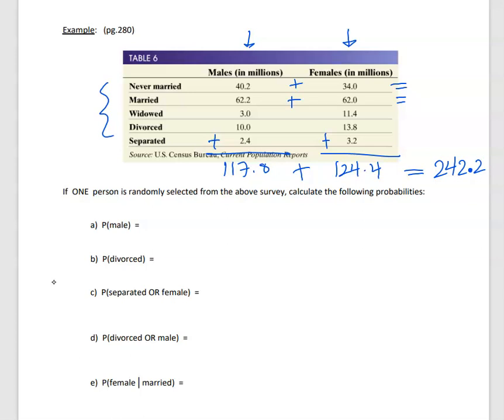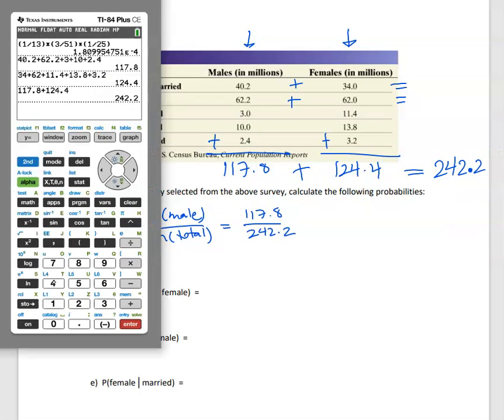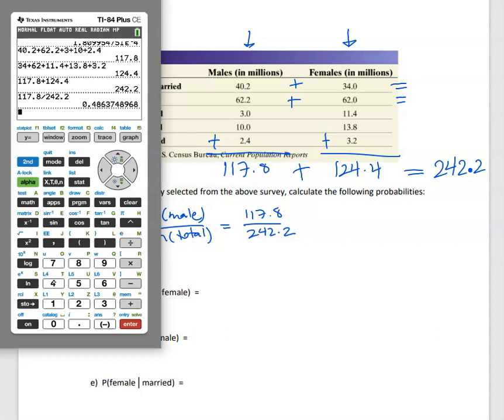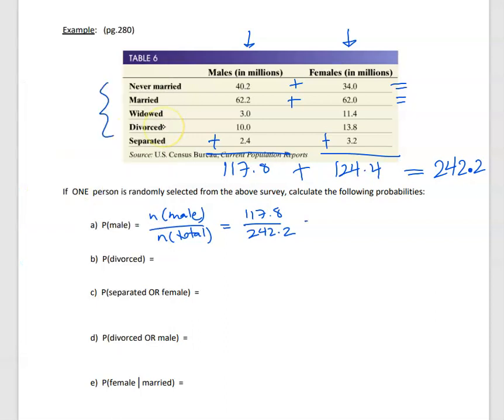So the probability to randomly select a male should be the number of males divided by the total number of people. And so we already need that. These numbers that we came up with, there's 117.8 males out of the 242.2. And if we get that probability, we will have 0.486. I'm going to round that one to a 4 right here. 0.486 rounded up to a 4.